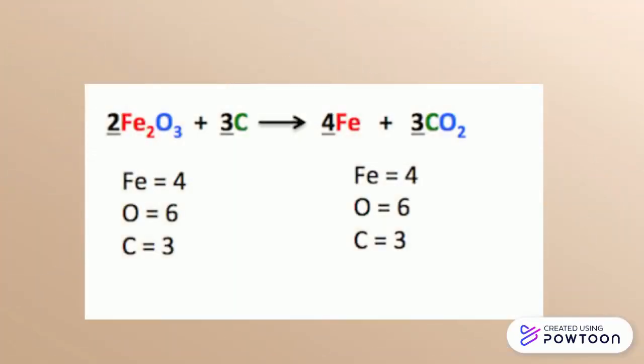Then write a coefficient of 3 before carbon on the left side to make the number of carbon atoms equal, and a coefficient of 4 before iron on the right side so that both sides will have 4 atoms of iron.